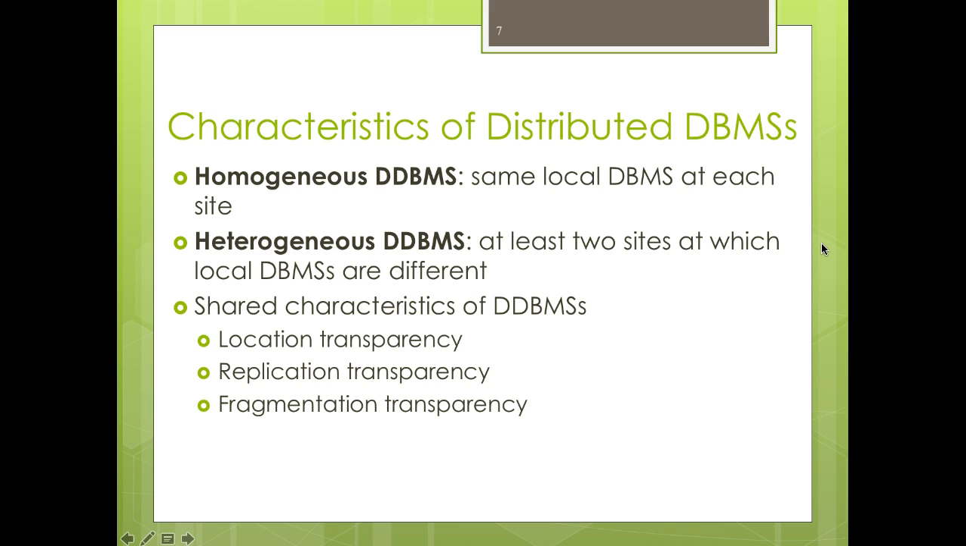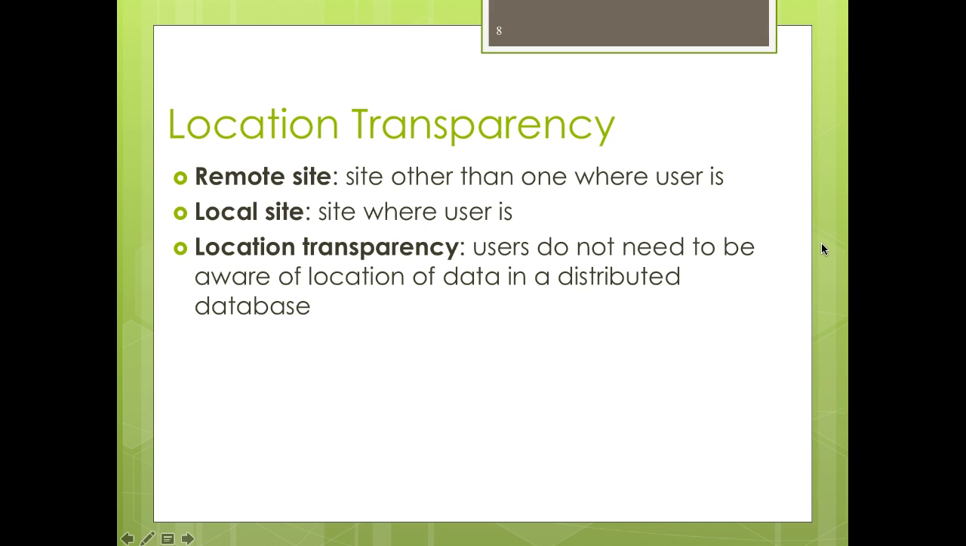These are all going to have to share some characteristics that we refer to as location transparency, replication transparency, and fragmentation transparency. Location transparency simply means that the database may or may not be at my local site, but as far as the end user is concerned, they don't know any different.